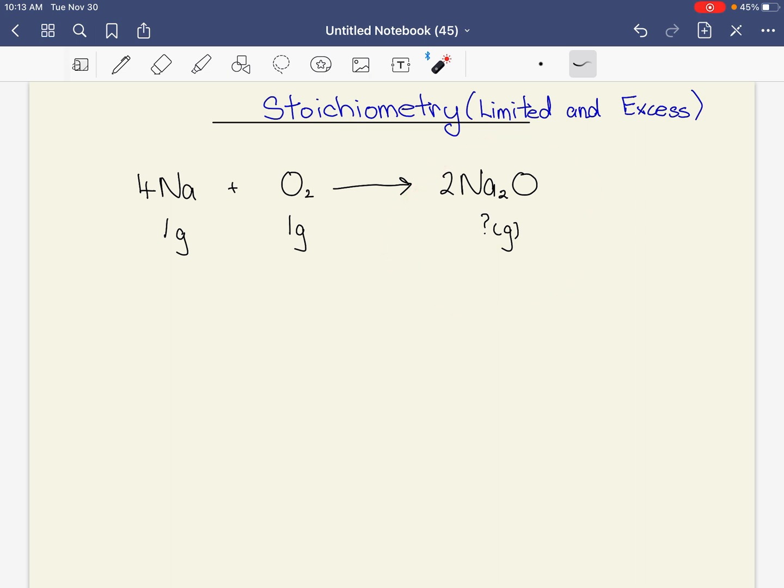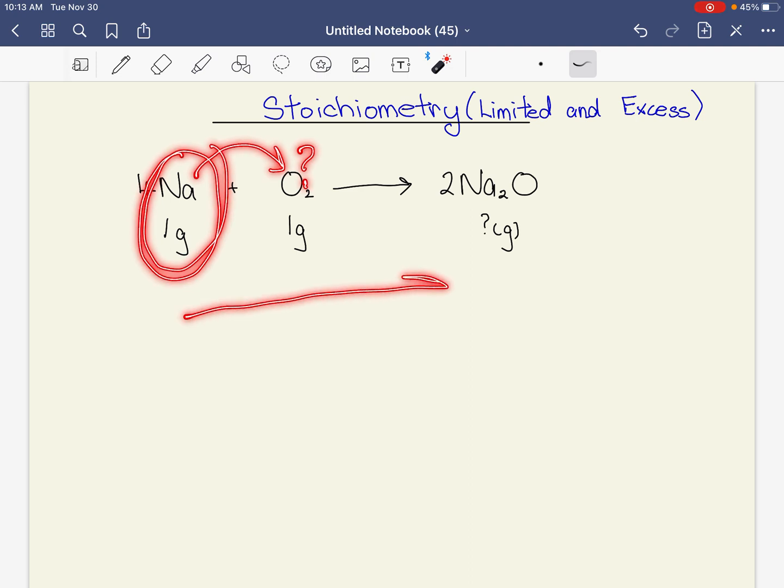So this is how you're going to do it, by convention. There are actually many ways of doing this, but this is the way that I would say has a reason to it. So let's do this. The starting point is to pick one of these. I would say I pick this one. What do you mean by pick one? Well, if I have 1 gram of sodium, how much oxygen do I need at least for this reaction to go to completion?